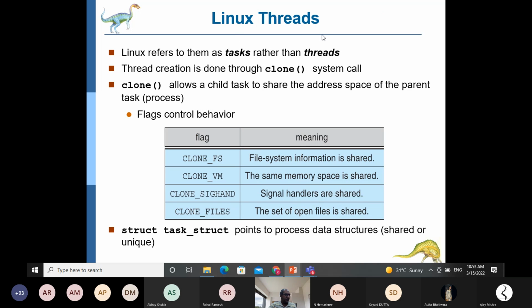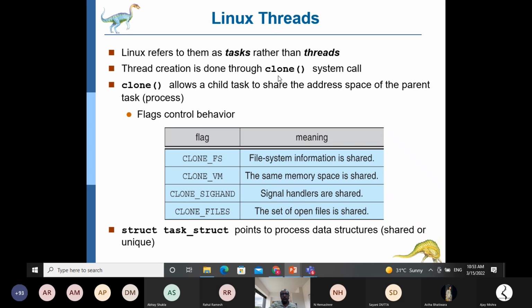In the case of Linux threads, the Linux system does not discriminate between processes and threads, and views both of them as tasks. That is the terminology on the Linux or Unix platform: the process is viewed as a task, and this task may be a process or a thread. For creating either a thread or a process, it makes use of the same system call.